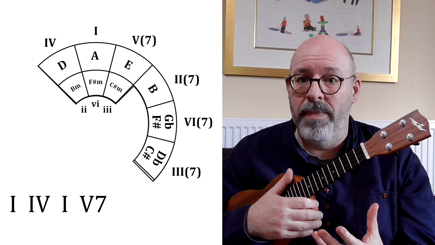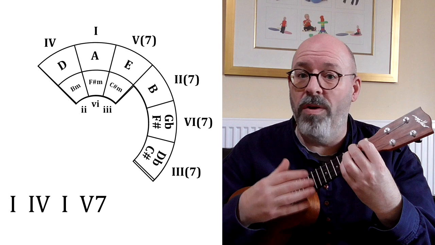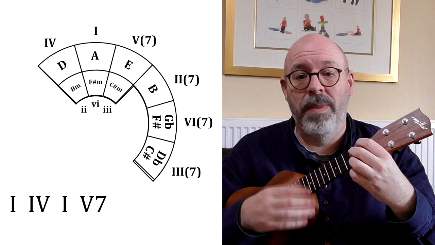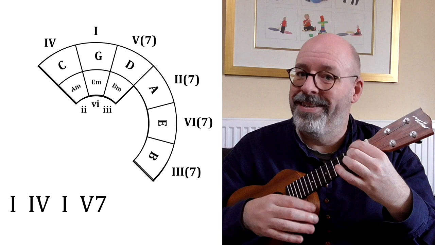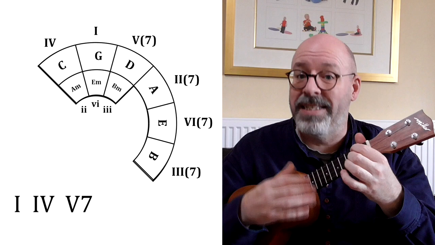Only they are, if we think about them in Nashville numbers. They are 1, 4, 1, 5. And it doesn't matter what key we're in. Let's spin it round to G and do the same thing. G, C, G, D7. It's still Brown Eyed Girl. And if we go G, C, D7, it's still Twist and Shout. This will happen wherever we spin that wheel round.